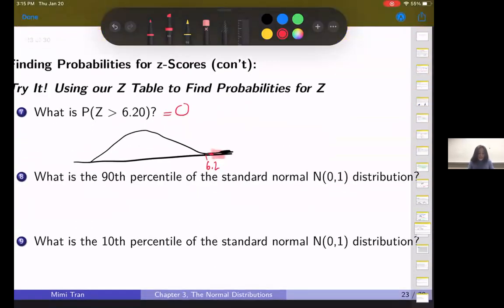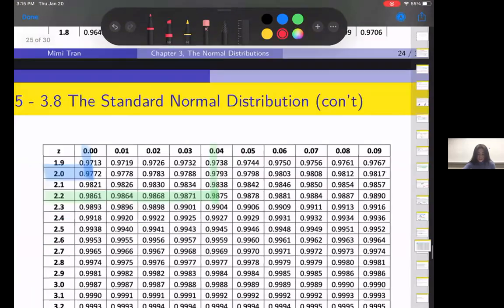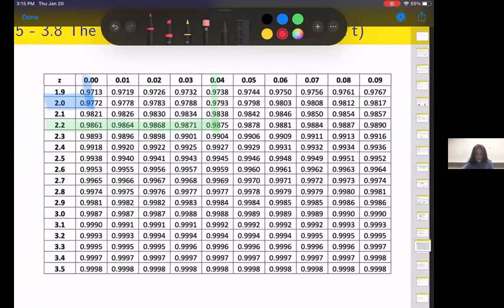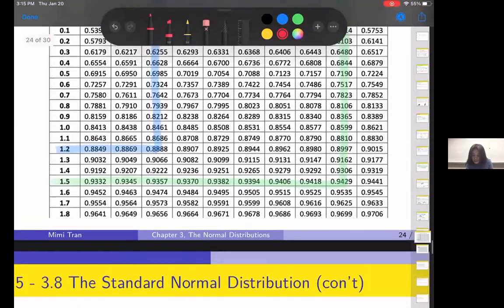Question 8 is asking you to reverse the process. Instead of giving you the Z score to find the probability, they give you the probability and you find the Z score. So the 90th percentile of the standard normal 0-1 distribution: what we're going to do here is look up 90% on the Z table. You won't find 90% exactly, so we just have to approximate.